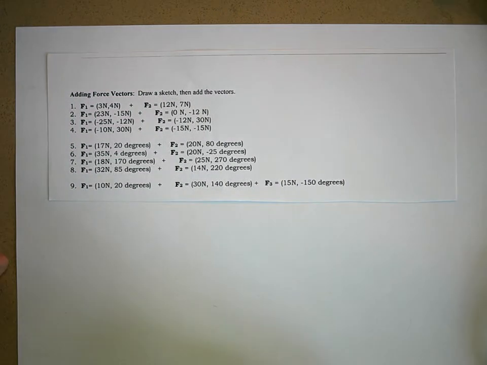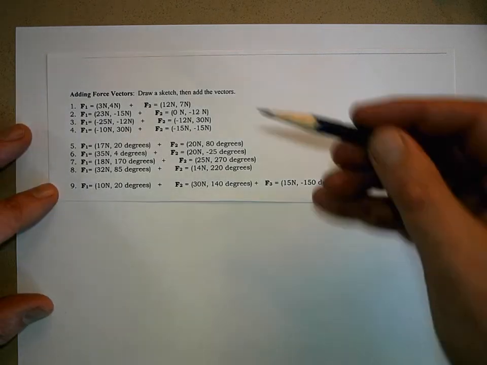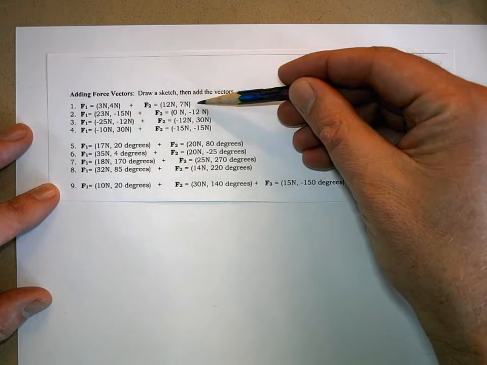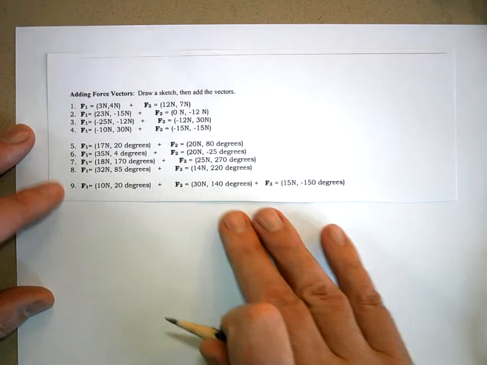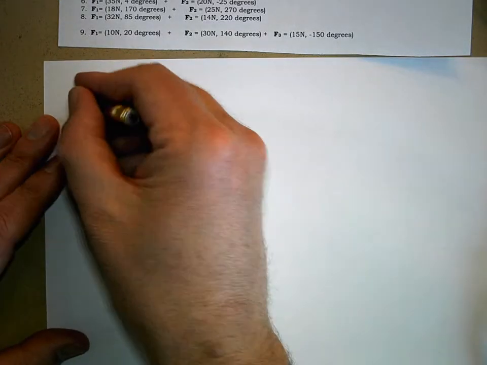We're going to add force vectors, and we're just going to review what we did in Unit 3, because here in Unit 5, we're going to be adding vectors that are at different angles and so on. So what I'd like to do is review all this by doing problem number 1. So let's do problem 1.